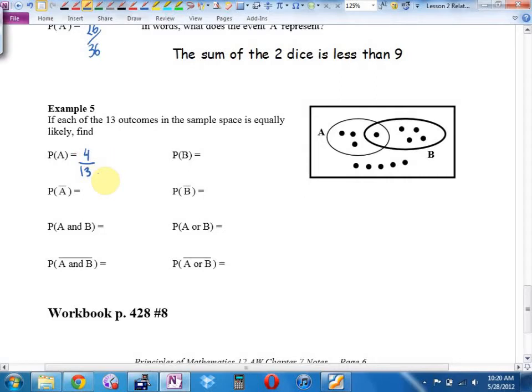How many are inside event B? 5. How many are not inside A? Now you can do it two ways. You can count or you can complement. Did you count or did you do a 13 minus 4? But by the way, for what it's worth, 1, 2, 3, 4, 5, 6, 7, 8, yeah. How many are not B, Andrew?